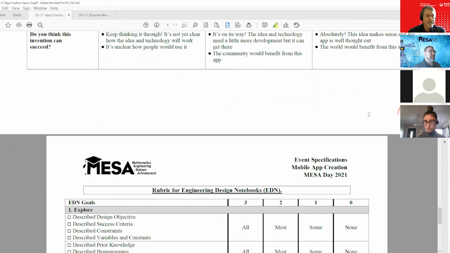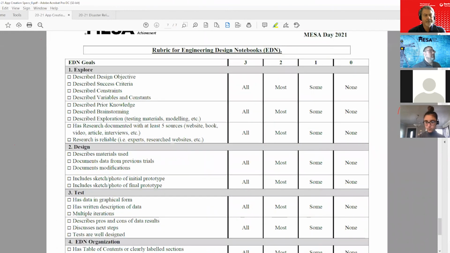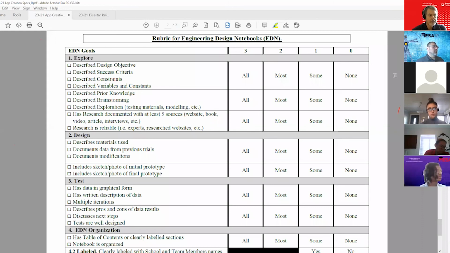And then the last page of the rubrics is the design notebook, right? So really this is your checklist of all the things you should have included in your notebook, because that's what judges are going to look for. They're going to go to your notebook and look through it. They may not have the time to read everything in detail, but they're going to be looking for these things, right? Do I see where in the notebook they've described an objective? Yeah, cool, check.